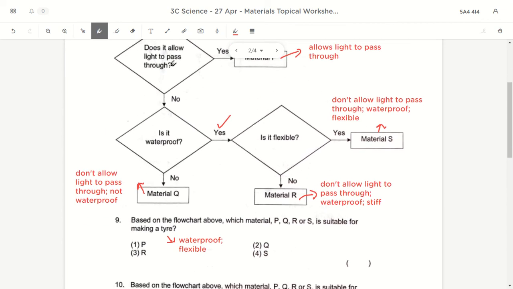Let's start from the top. Tire, do I need it to allow light to pass through? No, I don't need light to pass through a tire. I need it to be waterproof. I need it to be flexible. So the answer is S. So answer is 4. Because for tire, I don't need light to pass through. No. I need it to be waterproof. Yes. I need it to be flexible. Yes. So answer is S. So answer is 4.